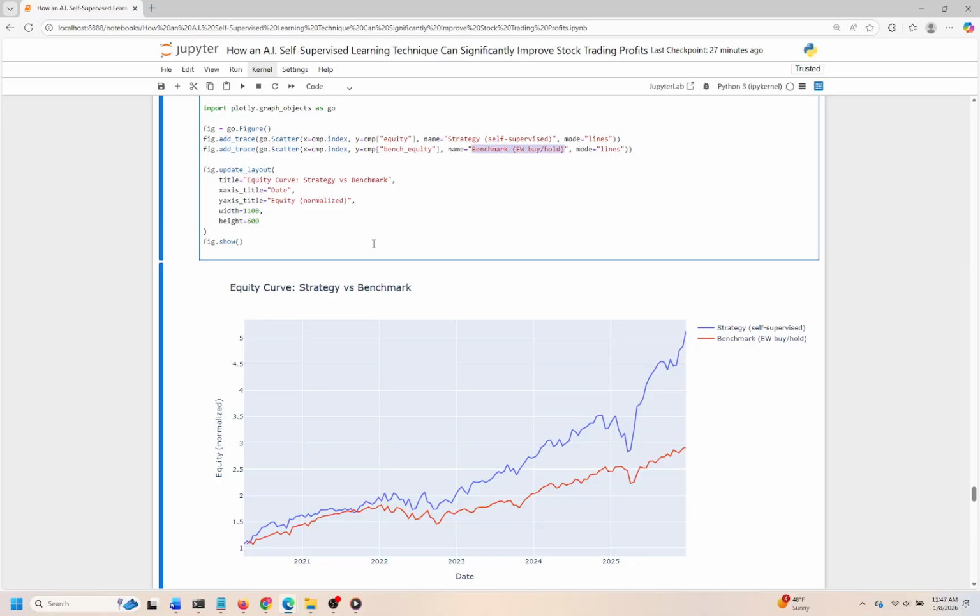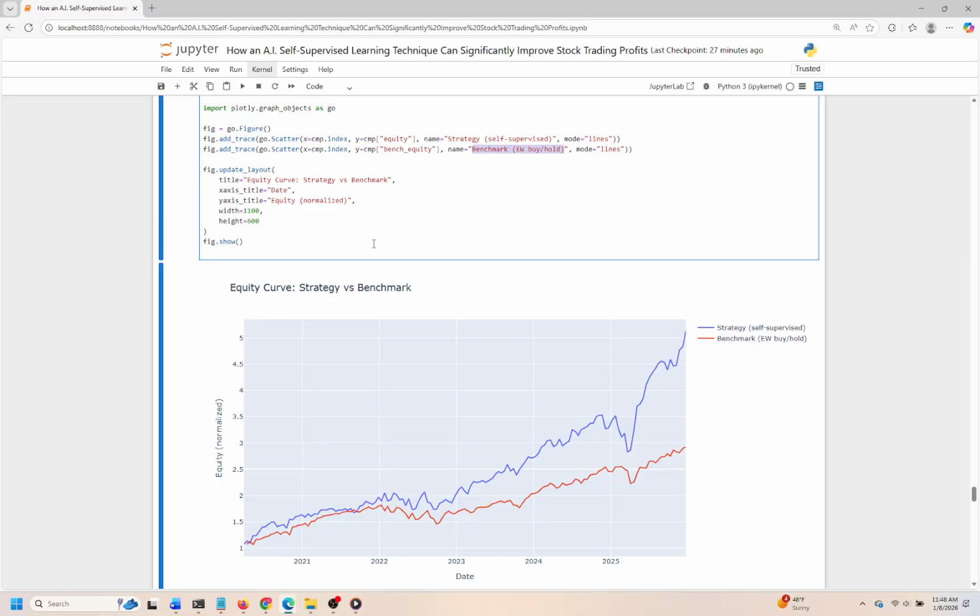It allows us to visually compare how our strategy is performing relative to a straightforward investment approach. We want to see not just where our strategy stands at various points in time, but also how its trajectory differs from a simple buy and hold method.